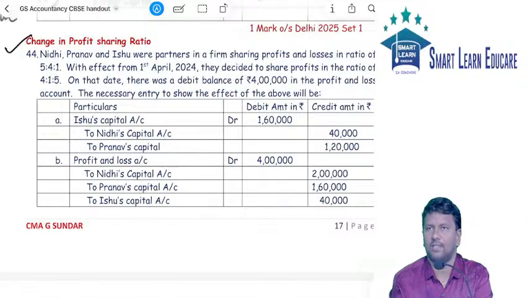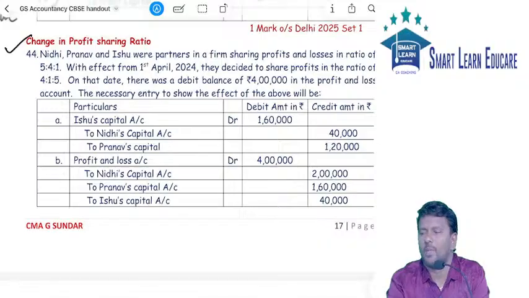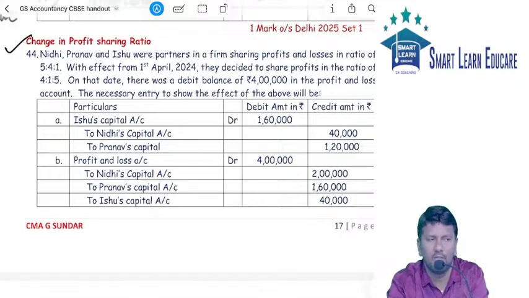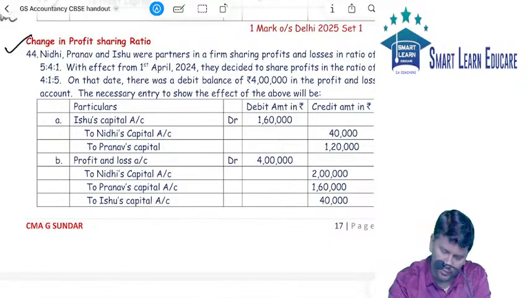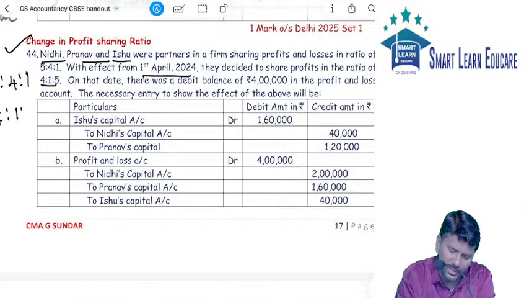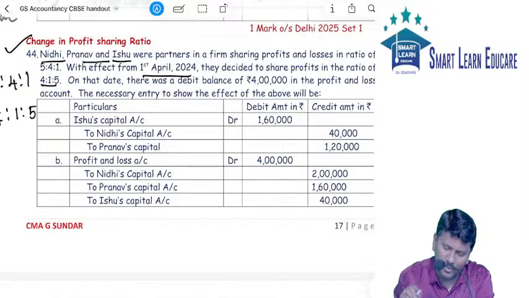Next, proceeding, change in profit sharing ratio. Already we discussed, whenever there is a change in profit sharing ratio, we should follow memorandum method. As per memorandum method, what is the journal entry for goodwill? It is gaining partner's capital account debit to sacrificing partner. So, N, P, R partners, profit sharing ratio 5:4:1. With effect from 1st April, they decided to change the profit sharing ratio as 4:1:5. There is change in profit sharing ratio.